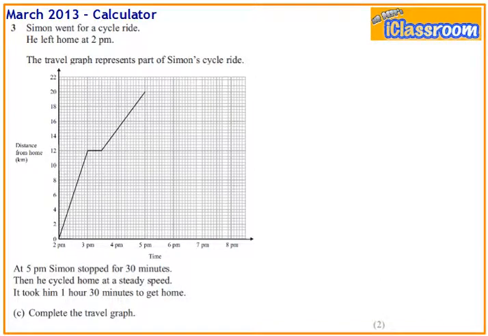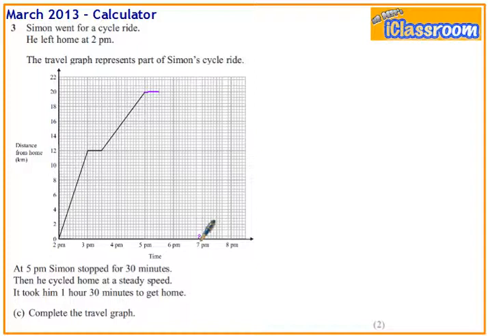Final part of this question. At 5 PM Simon stopped for 30 minutes. He then cycled home at a steady speed and it took him an hour and a half. Complete the distance time graph. So at 5 o'clock he rested for 30 minutes, so I need to draw that on with a nice straight line. And then it took him a further hour and a half to travel home. So an hour and a half, he's going to get home at exactly 7 PM.